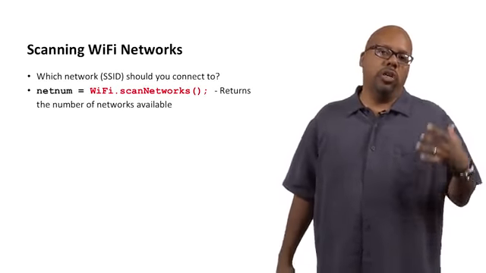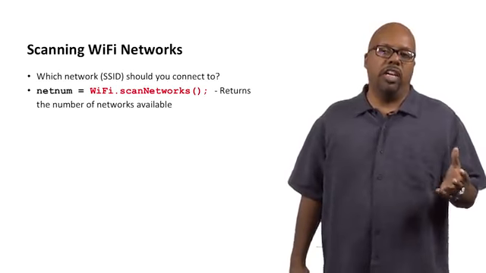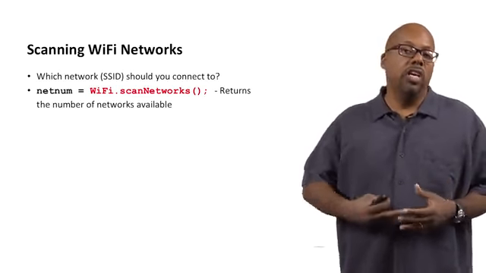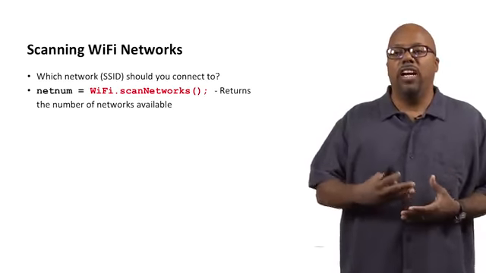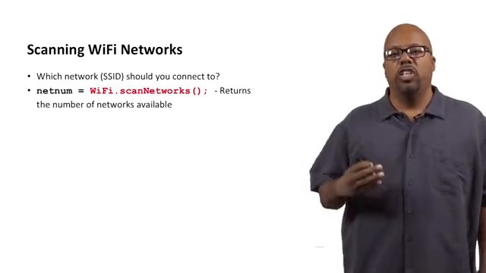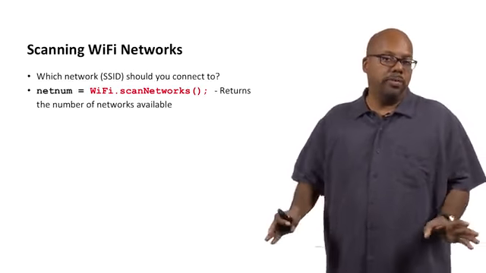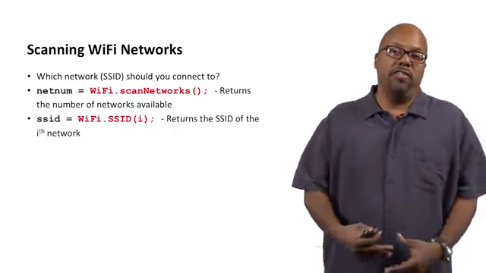So one thing is you're going to want to scan for networks. It's very common to scan for networks. So they provide a function, WiFi.scanNetworks. That returns the number of networks available. It doesn't return the names of networks, just the number. If it found 5 networks, it returns a 5.